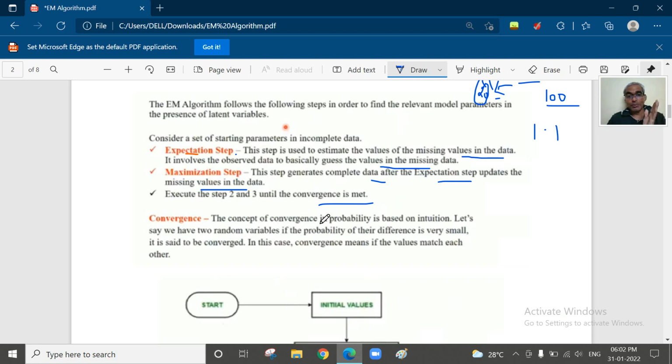The concept of convergence in probability is based on intuition. Let us say that we have two random variables. If the probability of their difference is very small, it is said to have converged.